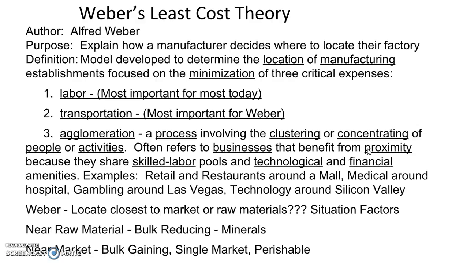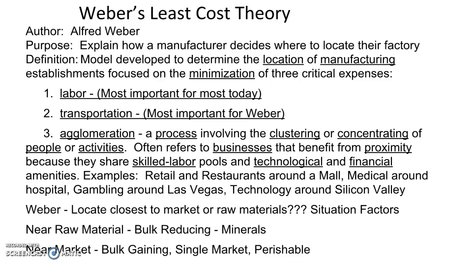This is bulk gaining, single market, and perishable. Keeping in mind, bulk gaining means that the product gains weight during production, so you want to get it as close as possible to the consumer, to the market, before adding that additional weight in order to limit those transportation costs. Single market means there's only one market for that particular commodity, for that particular good, and if you want to sell that good, you better be in that market.